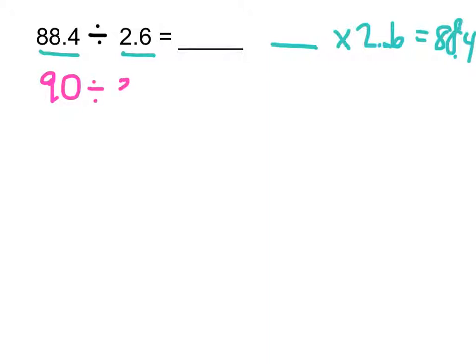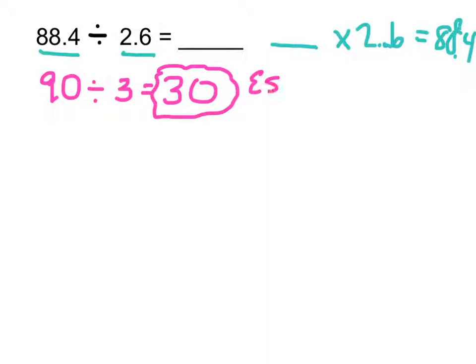So if I were to do that, that's a problem I can solve very easily in my head, and I know the answer to that is 30. So this is my estimate, okay? Now, when I come to the end of my problem solving, I'm going to need to look back at my estimate to use that as a benchmark to help me get my exact answer.